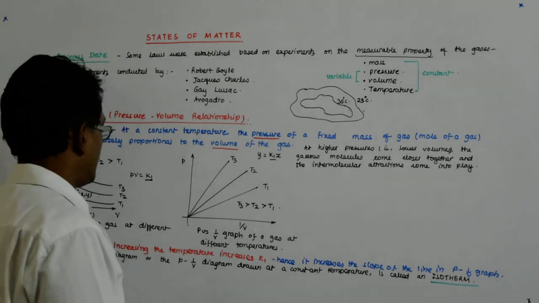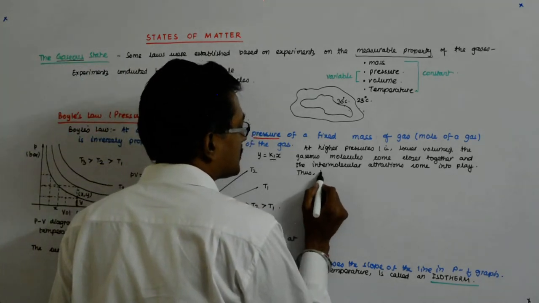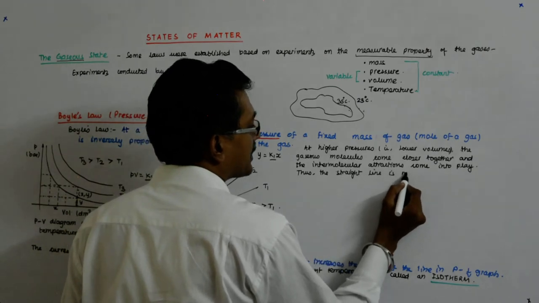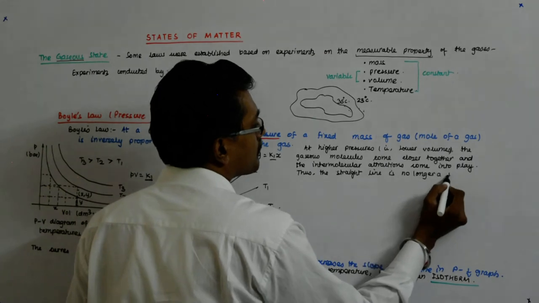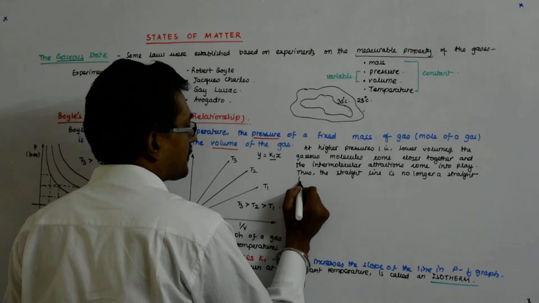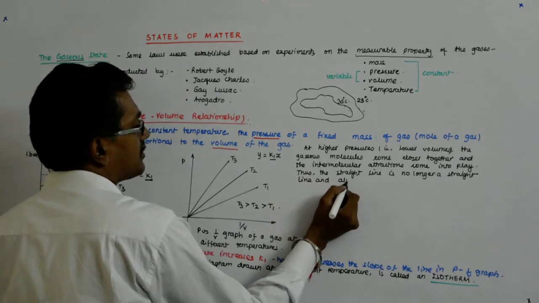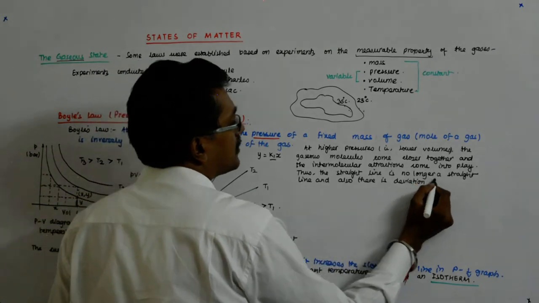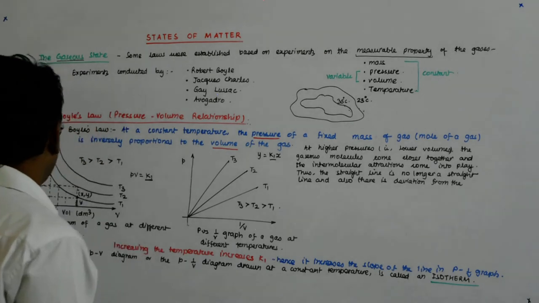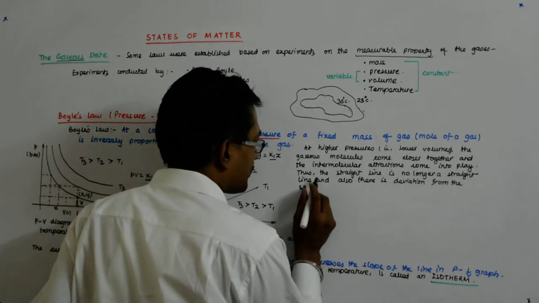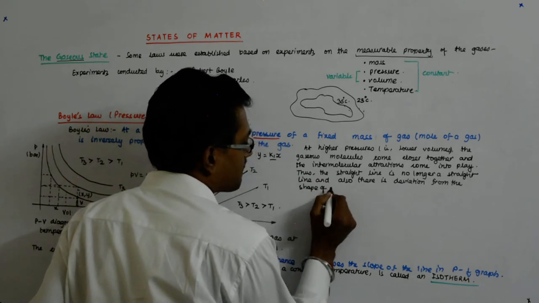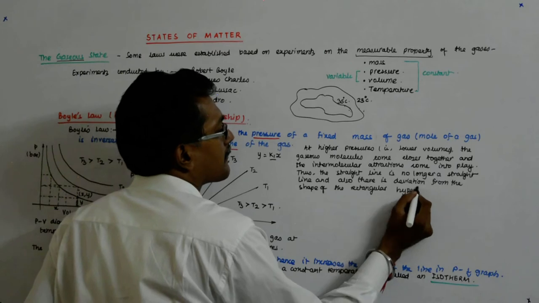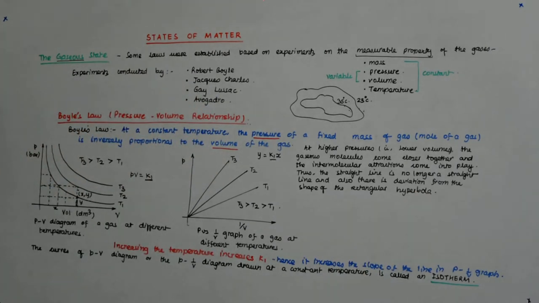Okay. Thus, the straight line is no longer a straight line. And also there is deviation from the shape of the rectangular hyperbola. This should be understood. This is important. Okay?